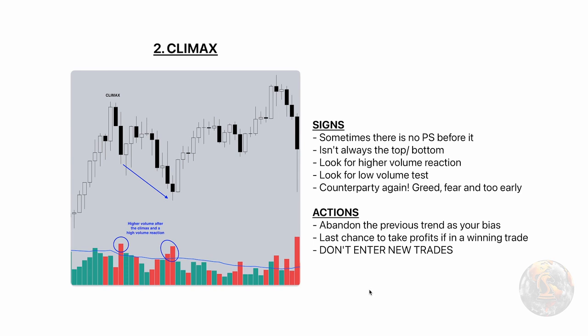And so the actions here at climax, very similar. You have to abandon the previous trend as your bias now. If you didn't do it at the PS, you need to do it now. It's no longer an uptrend. Flip into neutral. And it's the last chance you have to take profits if you're in a winning trade, because you cannot guarantee an upthrust or a spring. So it's your last chance. Get out if you're already in profit. And don't enter new trades here.